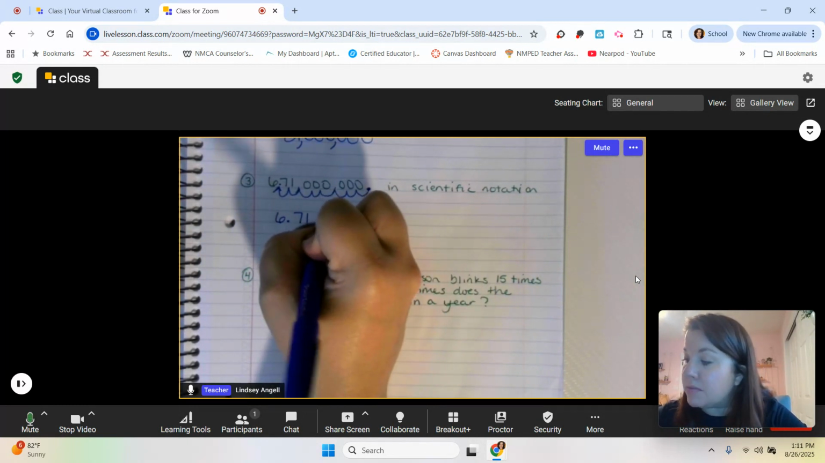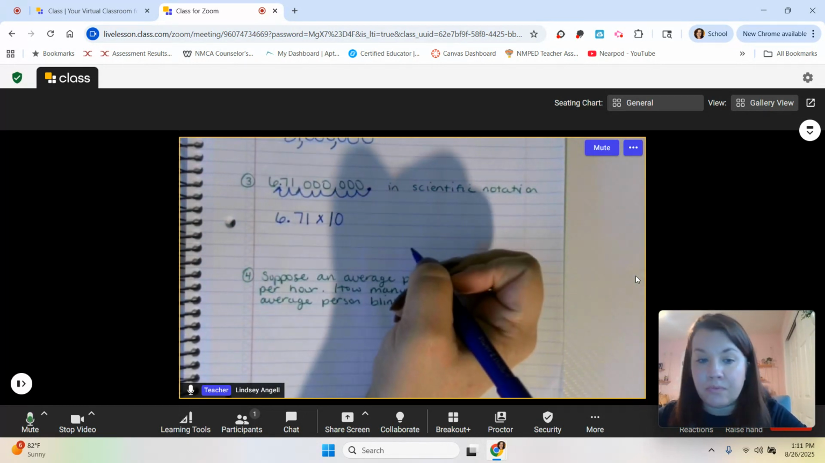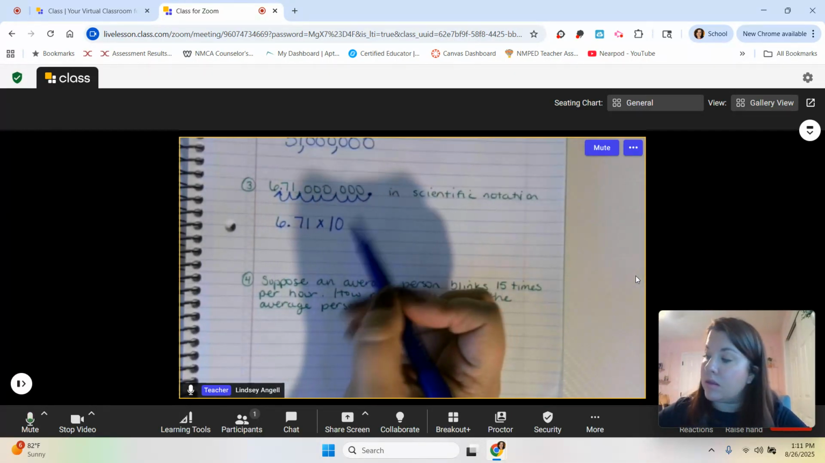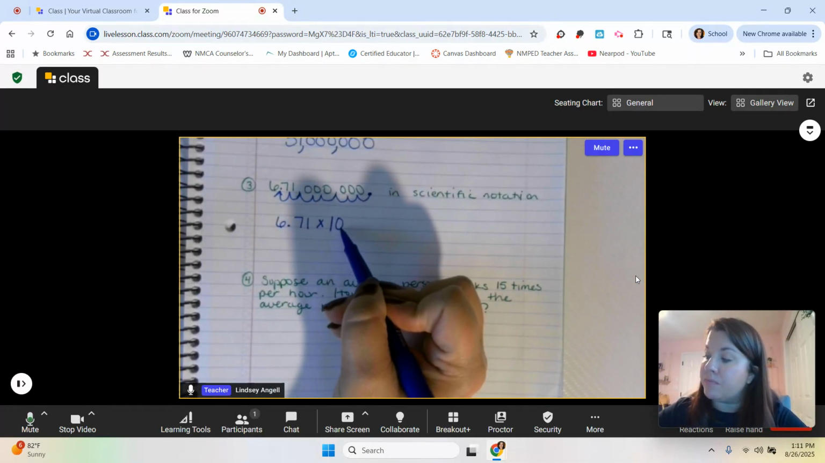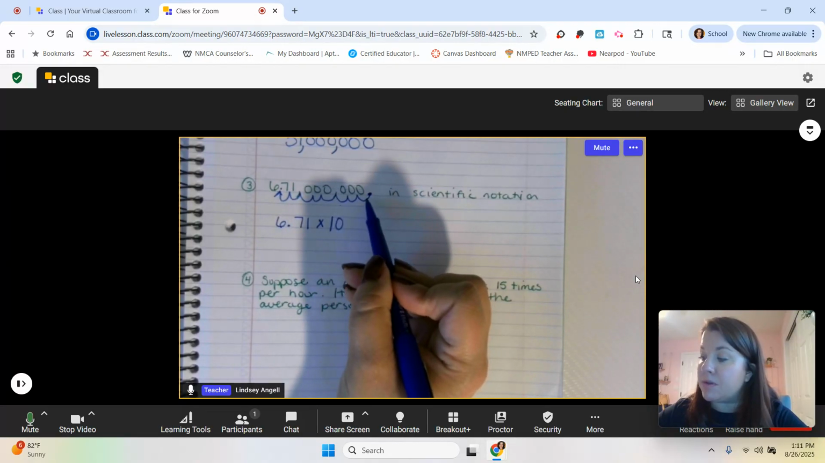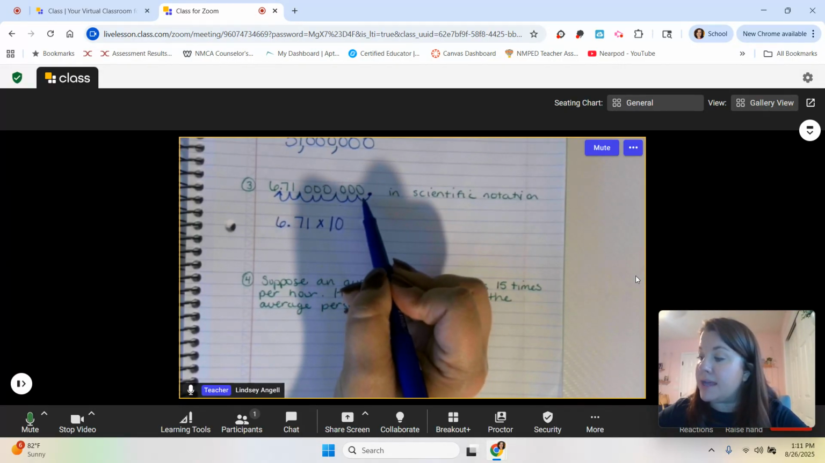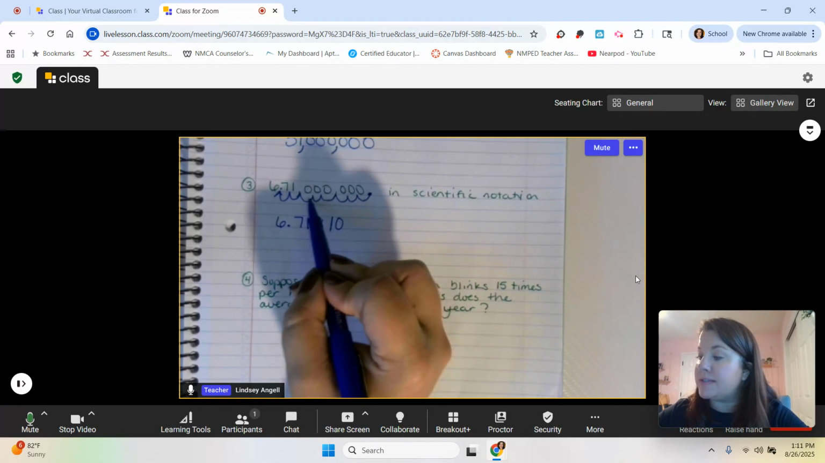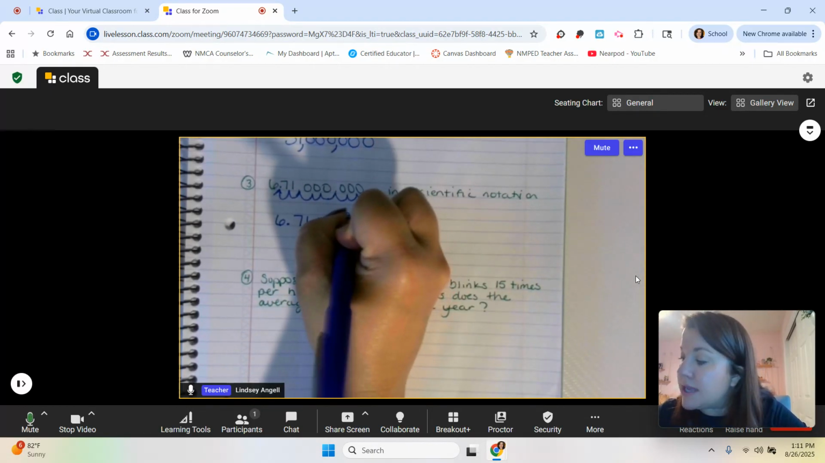It's always going to be times 10. And then the exponent is determined by how many times we moved our decimal, which in this case was 8. 1, 2, 3, 4, 5, 6, 7, 8. So 10 to the 8th.